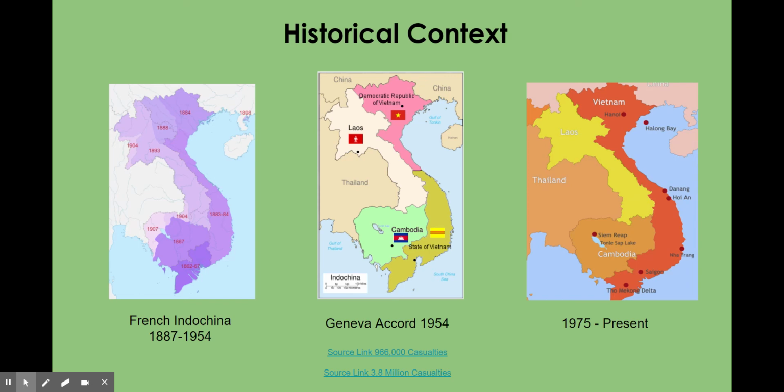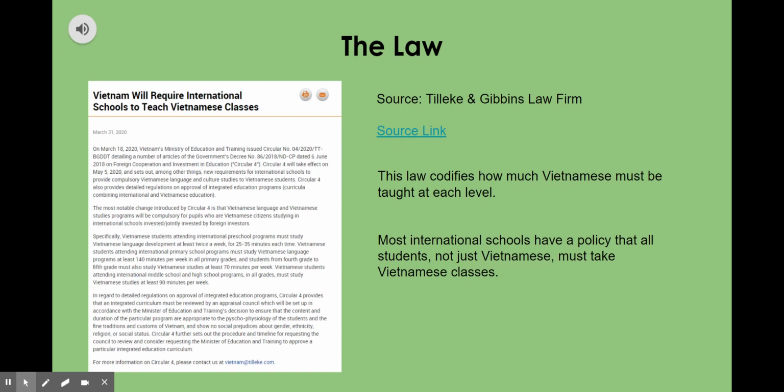Next, let's move on to the law itself. The law I'm going to discuss is a Vietnamese language requirement for all Vietnamese students in international schools. The law codifies how much Vietnamese must be taught at each level. I believe this law is in place because Vietnam fought very hard for its independence and is doing its best to protect its culture and heritage.